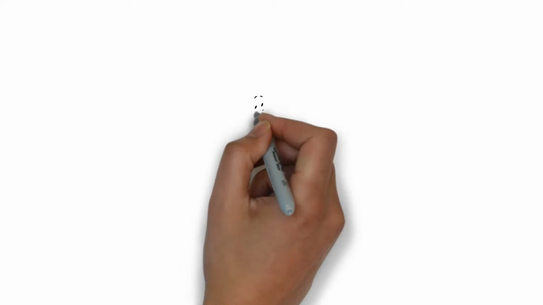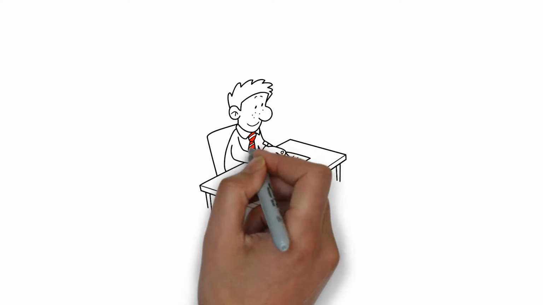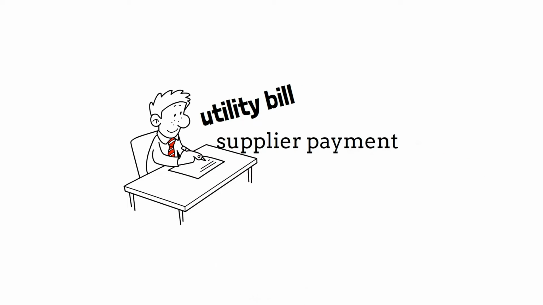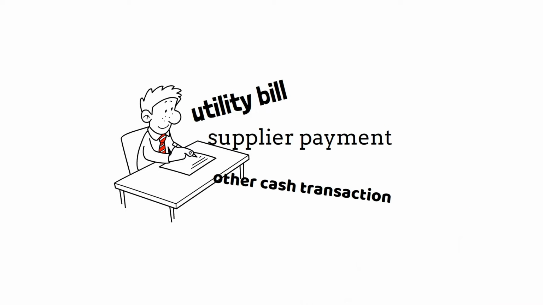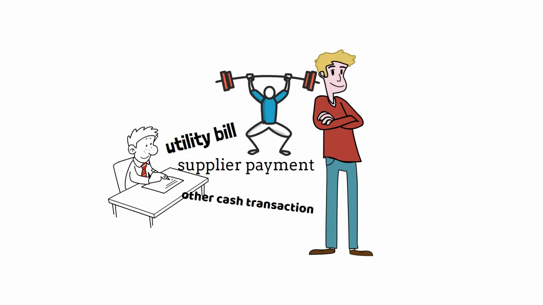Now, here's a challenge for you. Practice filling out your own Cash Payments Journal for a recent business expense. It can be a utility bill, a supplier payment, or any other cash transaction. The more you practice, the more confident you'll become in using this essential tool.